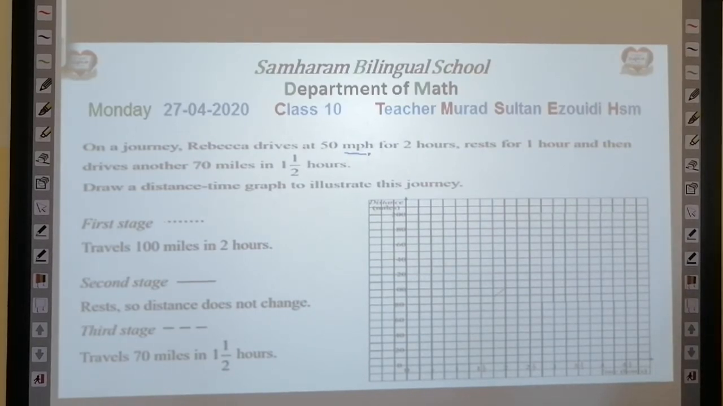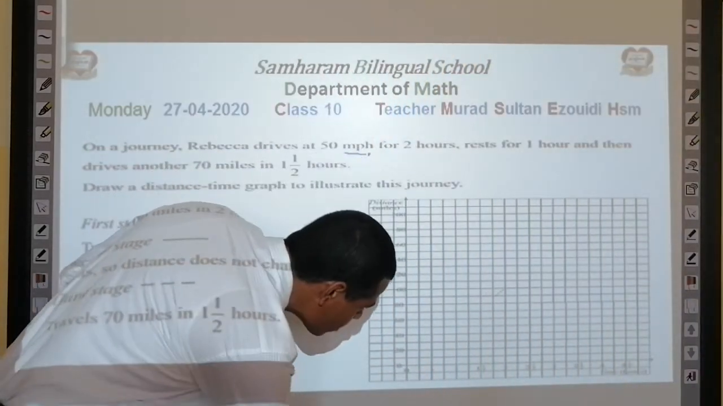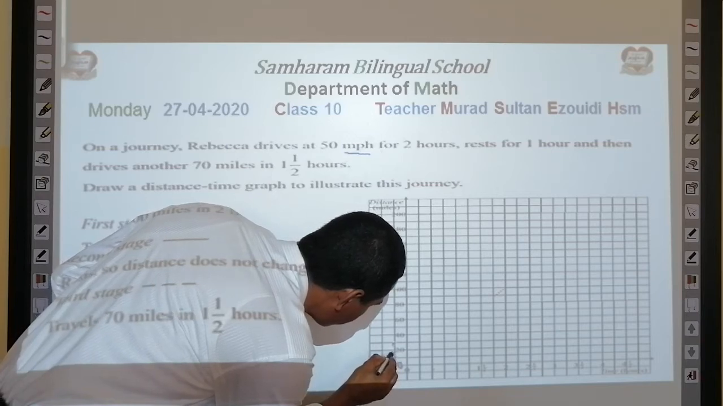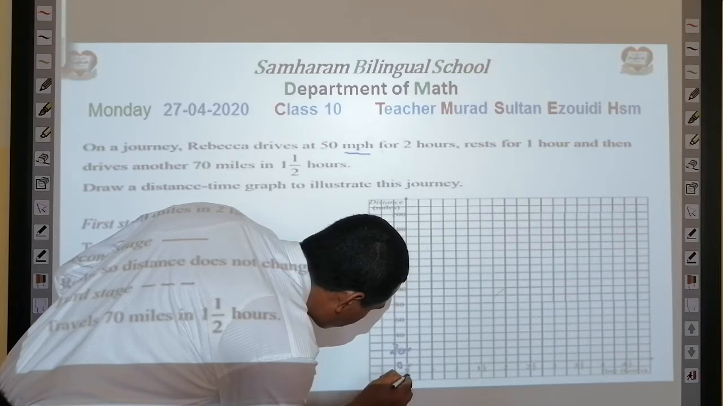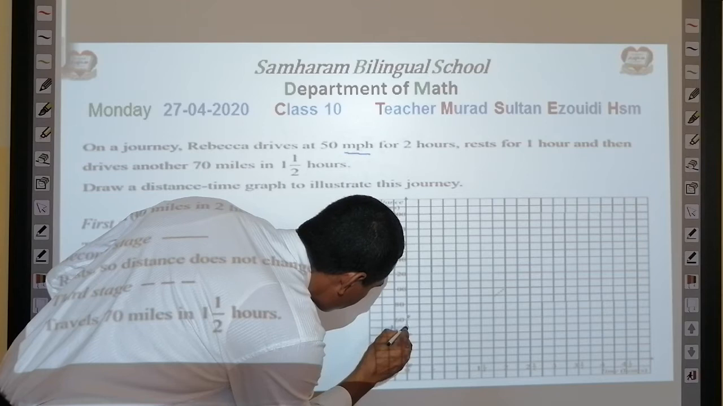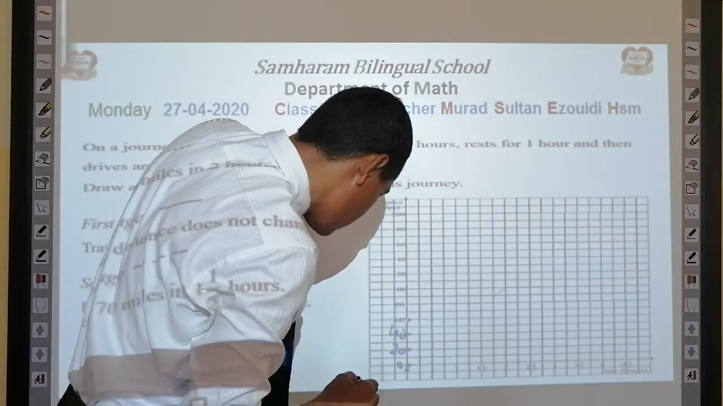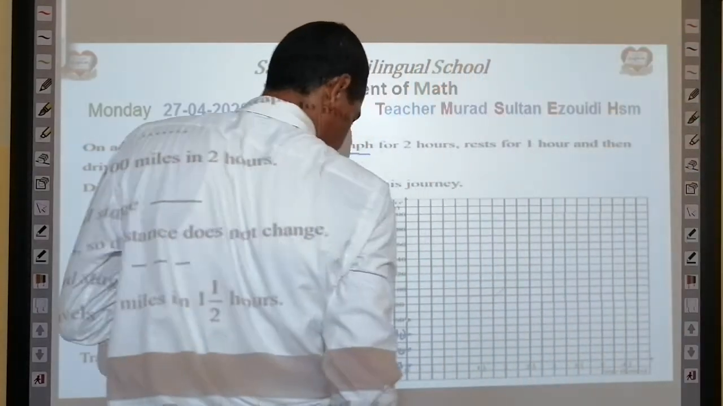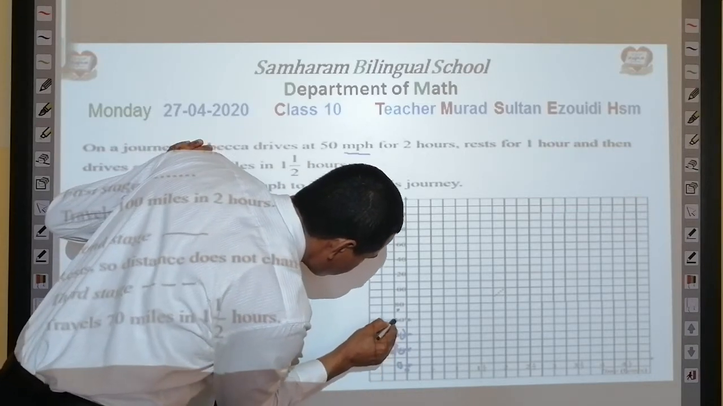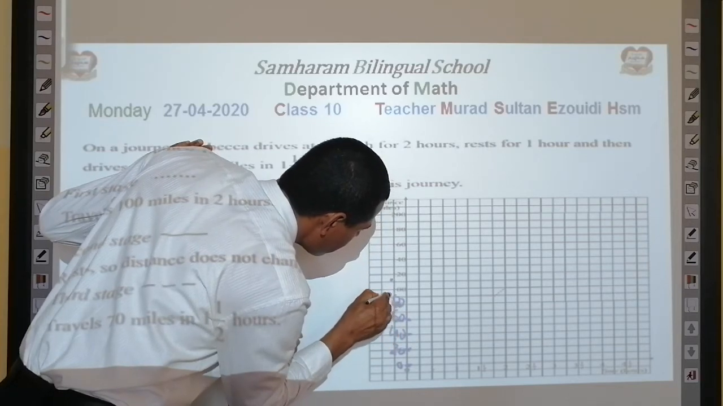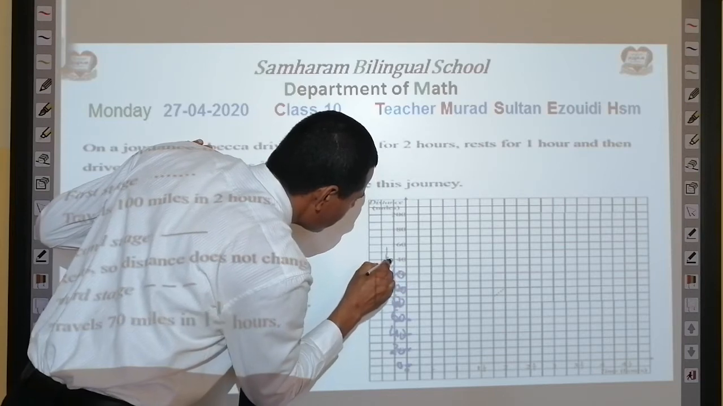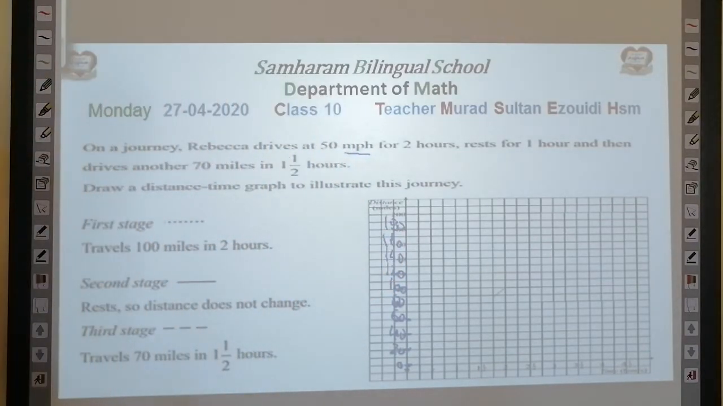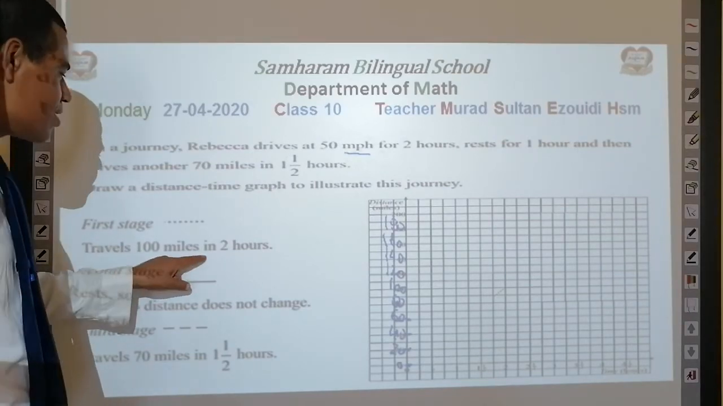So 0, 20, 40, 60, 80, 100, 120, 140, 160, and 180 till you reach, let's say, 200. So, travels 100 miles in 2 hours.